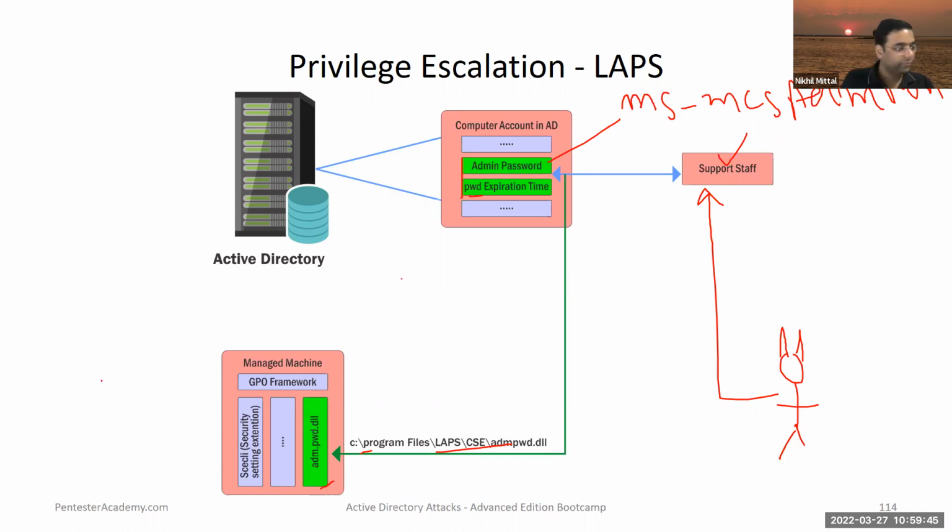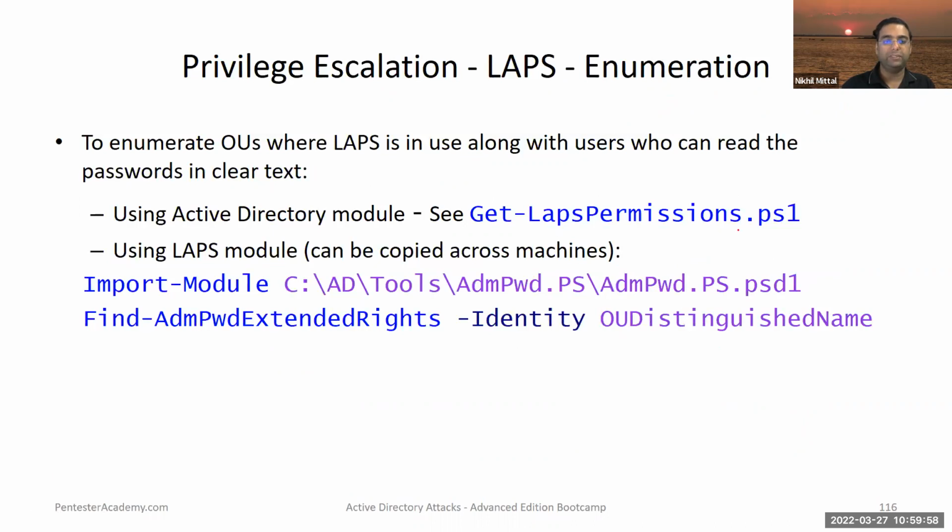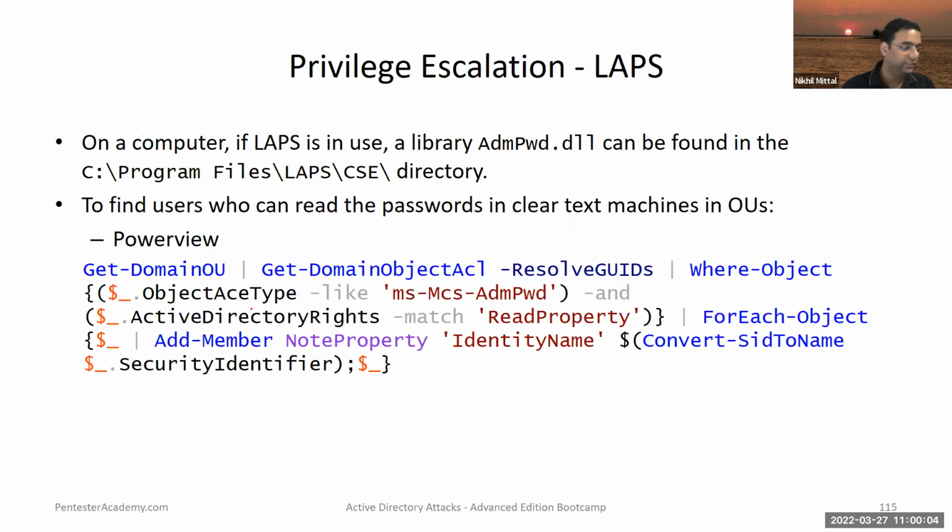All right. Now, how do you find out who can read the passwords in any OU? We can use this PowerView command, or we can use Get-LAPSPermissions that uses the AD module, or you can use the LAPS module. Using any of these, we can find out for what user or group, that is a security principal, can read the password.